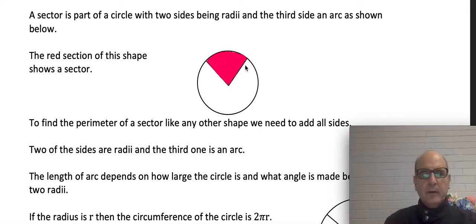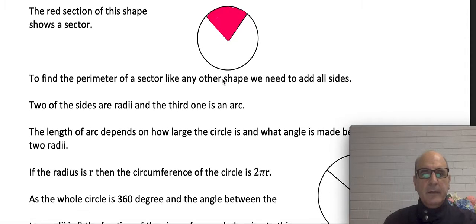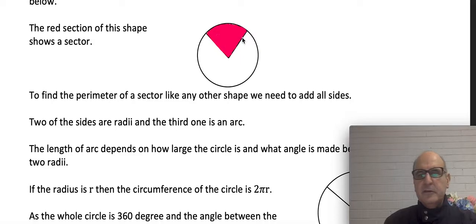Like any other shape, to find its perimeter, we have to add all the sides of that shape. So here we have this radius, then we have this radius, and then we have this arc. So we have three different lengths to add. This is just radius r. This is another r. So these two are easy. r plus r gives us 2r.